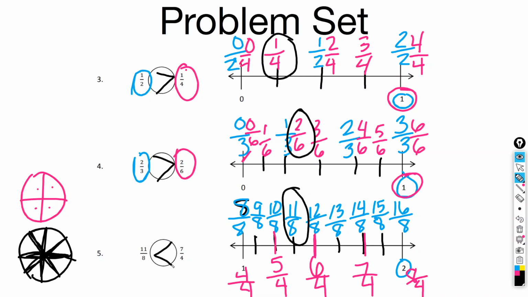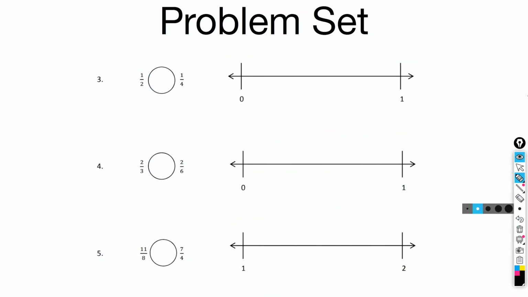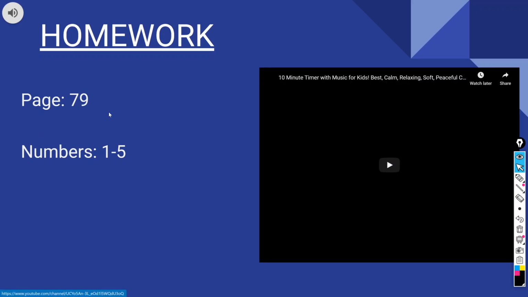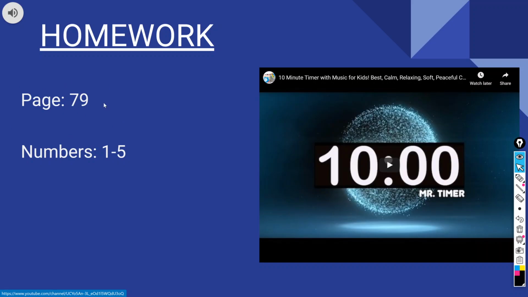All right, so that is what you're going to be doing on your homework today. So I'm going to switch us over to the homework. Once again, the last one is a little more challenging. So when you get to the homework, just try your best on number 5 and really focus on getting the other ones. Your homework is page 79. Make sure you have your name on page 79. Circle 1, 2, 3, 4, and 5.